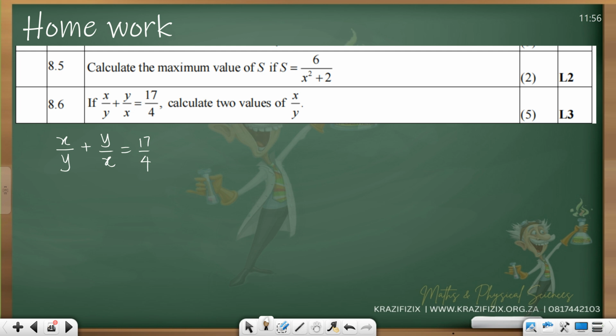Calculate the two values of x over y. Okay, let's simplify. Fractions, diagonal, diagonal, denominator. X times x, x squared. Y times y, that's the second diagonal. Denominator, xy. Okay, let's cross multiply. 4x squared plus 4y squared.